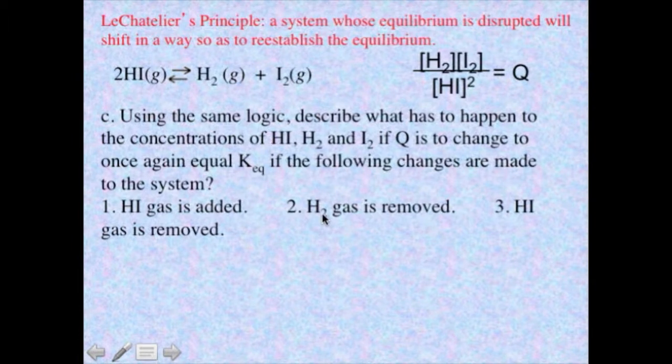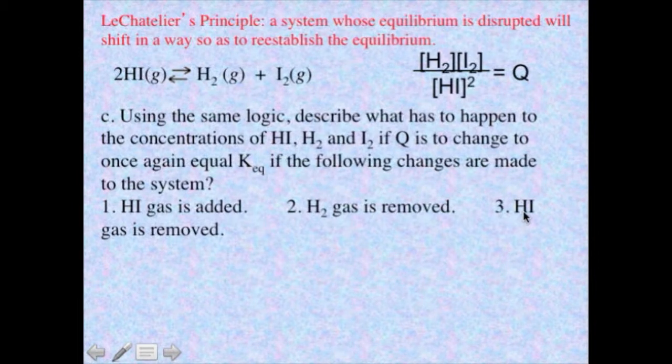What about hydrogen gas being removed from the system at equilibrium? What's that going to do? If we remove hydrogen gas, the numerator decreases in value, Q decreases in value, and to make up for that, the system has to shift toward the product side to increase the value of the ratio so that Q increases to once again equal KEQ.